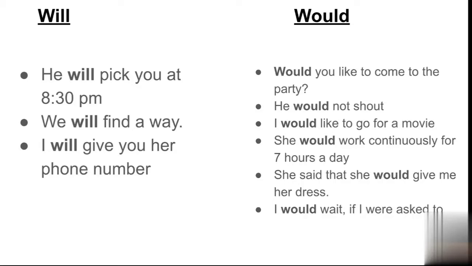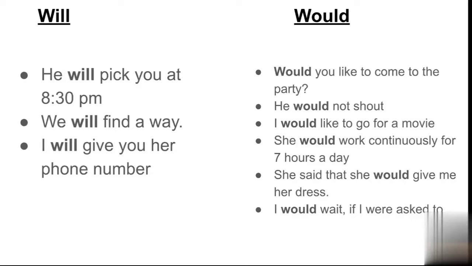We will find a way. It shows the determination. We will. So we is also a third person. See the next example. I will give you her phone number. So I, here it is a first person and it is showing some willingness.